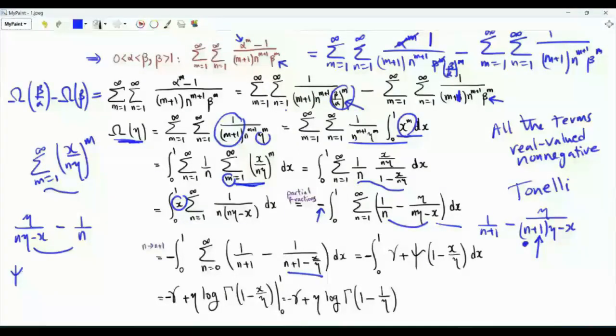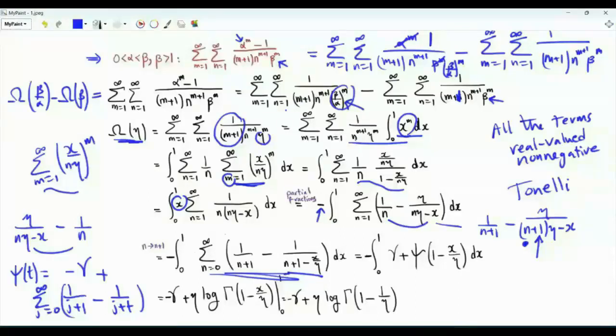Recall the digamma function, the logarithmic derivative of the gamma function. Psi of t is minus Euler's constant, small gamma, plus summation j from 0 to infinity, 1 over j plus 1 minus 1 over j plus t. The sum that we have here is small gamma plus psi of 1 minus x over eta. If we integrate, we get minus small gamma.